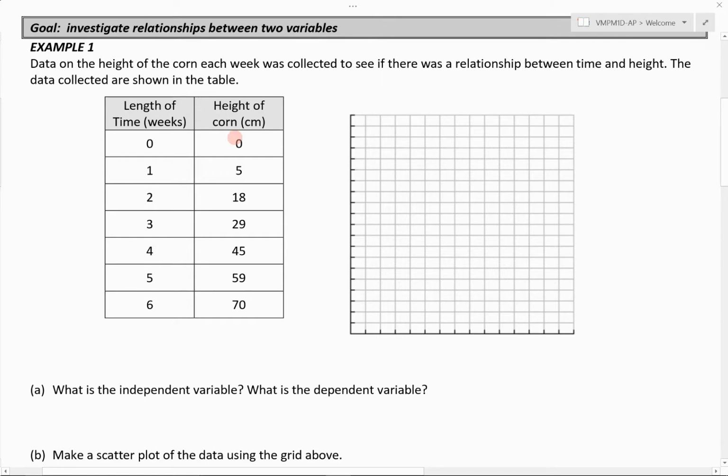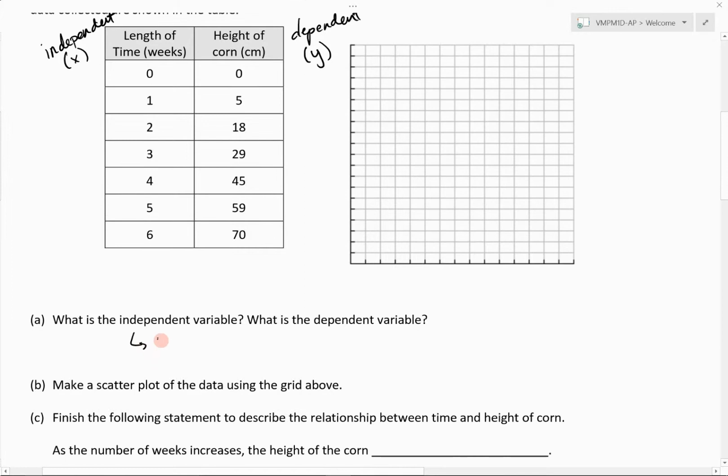So here I'm going to say independent is my time, and the dependent is my height. And the independent variable we classify as x, and dependent we classify as y. Okay, so independent variable here is length of time. And the dependent variable here is the height of the corn. All right, let's move on.